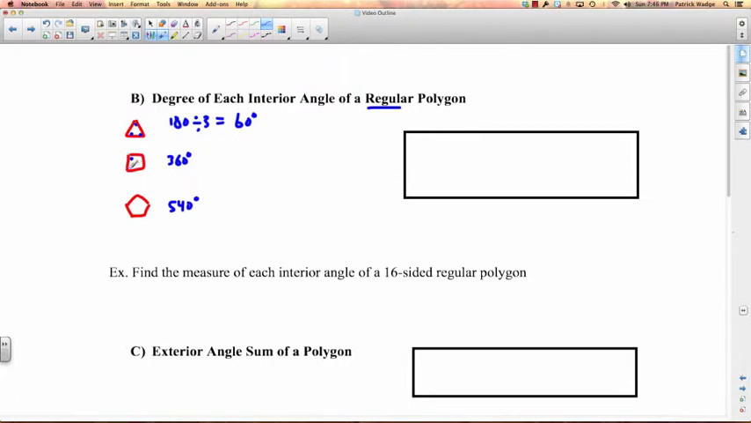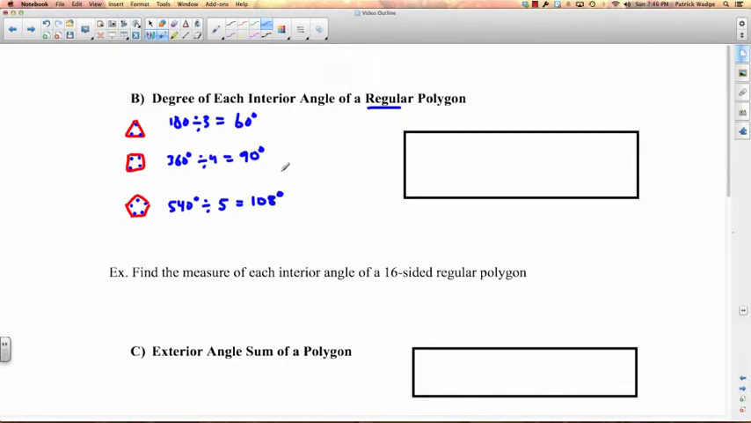Okay, how many angles here? 4. So 360 divided by 4 equals 90. And we should know that too. In our square, it's 90, 90, 90, 90. Might not know this one, but we can figure this out the same way. How many angles? 1, 2, 3, 4, 5. So we're going to go 540 divided by 5, and if you do that, you get 108 degrees.